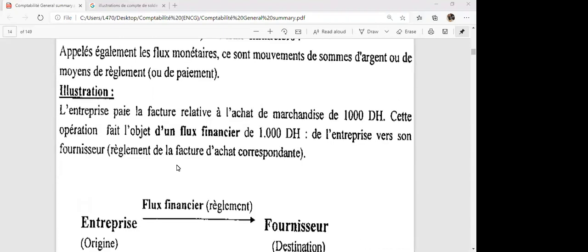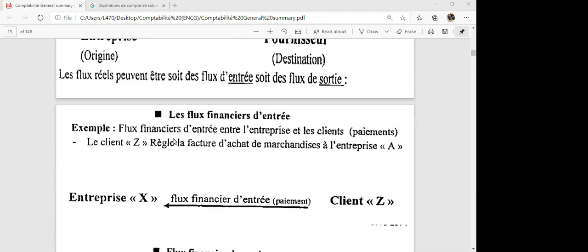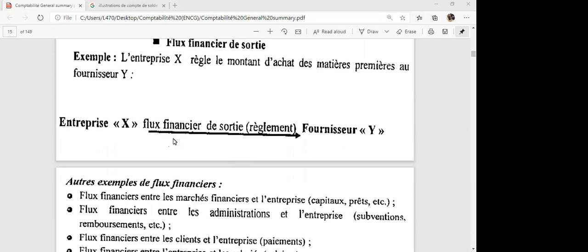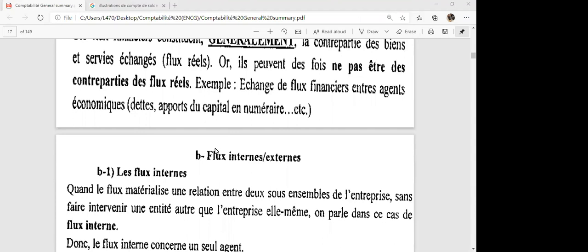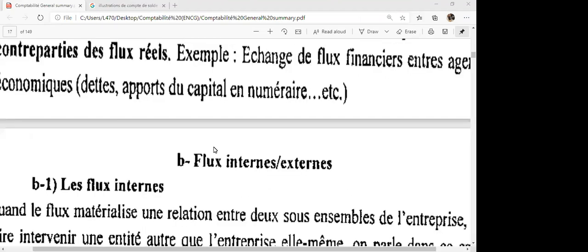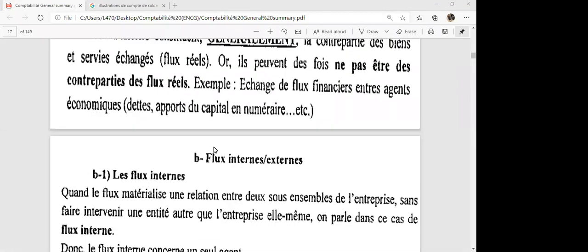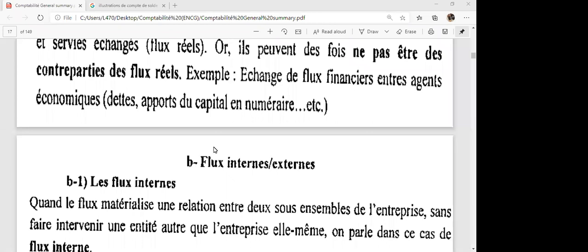Now we move on to B. Let me try to enlarge this. It's way too much. Okay. Yeah.